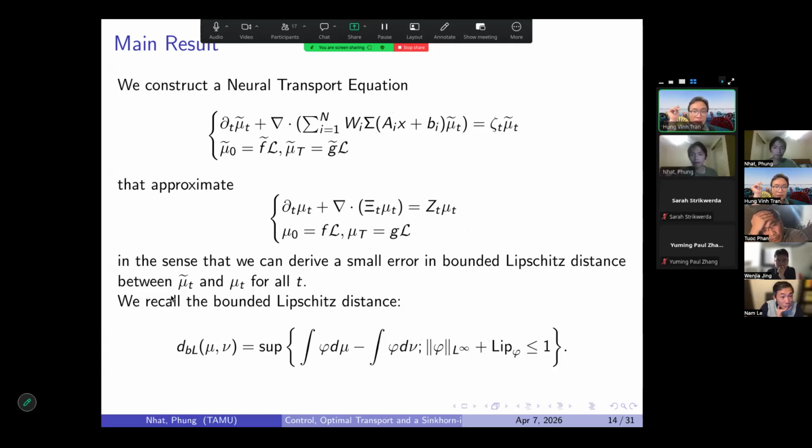Now, for the error estimate, we use a bounded Lipschitz distance. This is the definition.